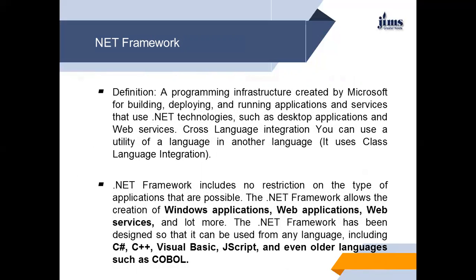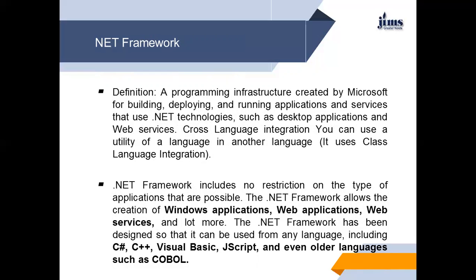The .NET Framework includes no restriction on the type of applications that are possible. You can have different types, but they are converted into one common type. So the .NET Framework allows the creation of Windows applications. Here you can include different types of applications, whether it is a Windows application, web services, and lots more. It is not restricted to only Windows applications or only web applications; in .NET, you can create Windows applications, web services, and lots more.